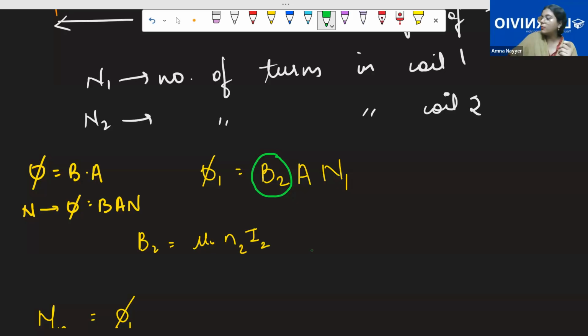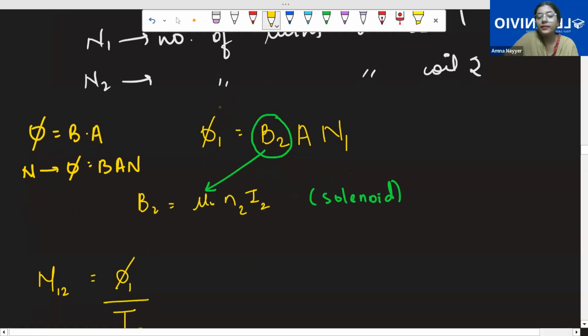Okay. And when we talk about the flux, the first flux, it will be B2 A N1, because this magnetic field is being caused by the second one. So B2 A N1 will be there, and B2's value we already know from the formula of a solenoid, because these are long solenoids. Long solenoids means infinitely long solenoids. So B2 is mu naught N2 I2. Okay, this is one point.